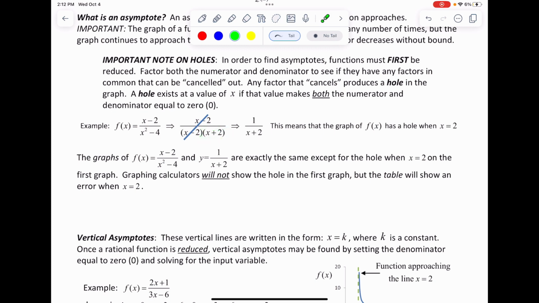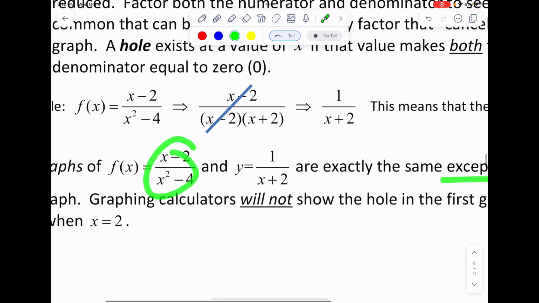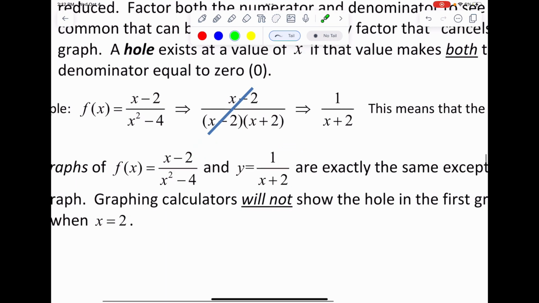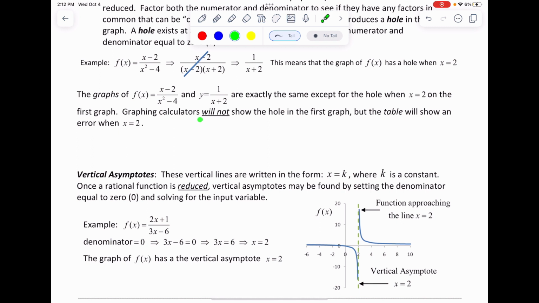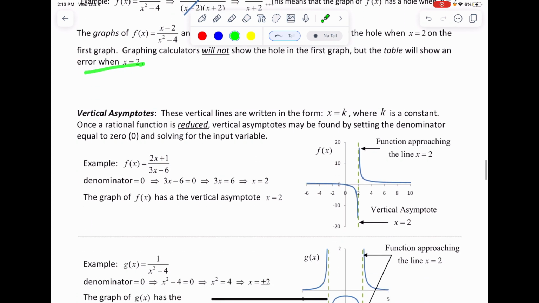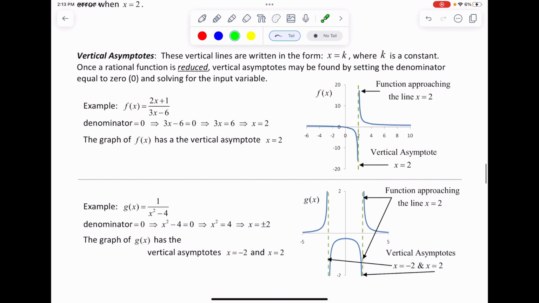The graphs of f of x equals x minus 2 over x squared minus 4, and y is equal to 1 over x plus 2 are exactly the same except for the hole when x equals 2. If I gave you these two, they would be the exact same, except that this one would have a hole, and this one would not, because there's nothing that I can reduce it with. Graphing calculators will not show the hole in the first graph, but the table will show an error when x is equal to 2. If you have a calculator, you're free to check that, and it shows up on the table itself.